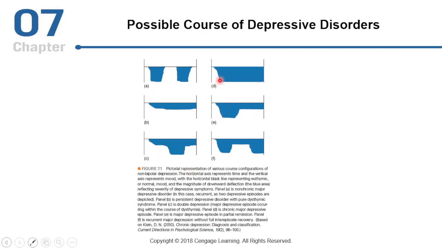And then the D, chronic major depressive episode. So yan, diretso lang siya, sobrang baba, 'di ba? So nakikita nyo na yung difference between the major depressive and the dysthymic disorder or persistent depressive disorder. And then the panel E is a major depressive episode in partial remission. So, yan. Ito yung depressive episode niya. Partial remission. Ayan. Hindi na ganun ka-severe yung symptoms niya. Partial remission yan. And F, ayan. F is a recurrent major depression without full inter-episode recovery.